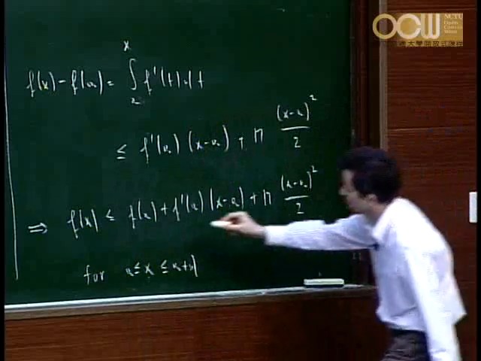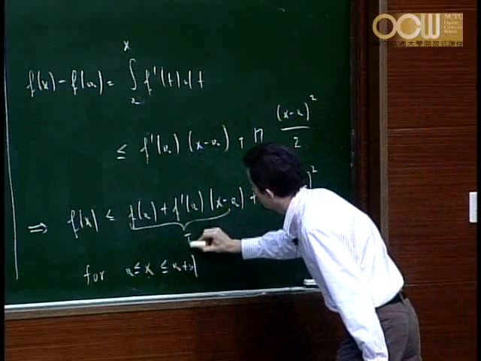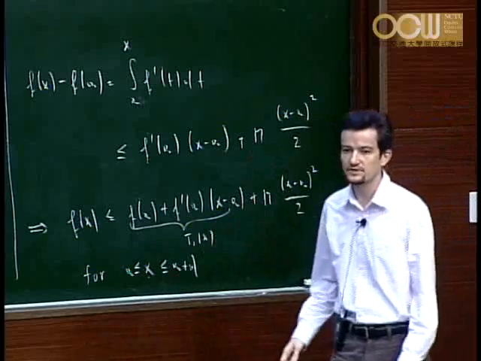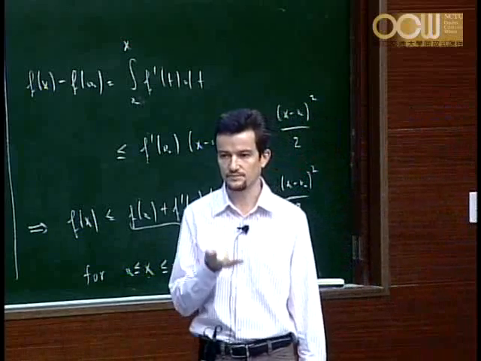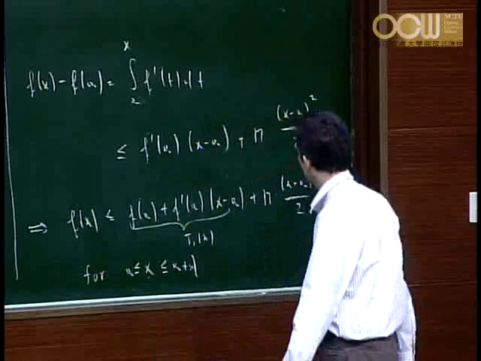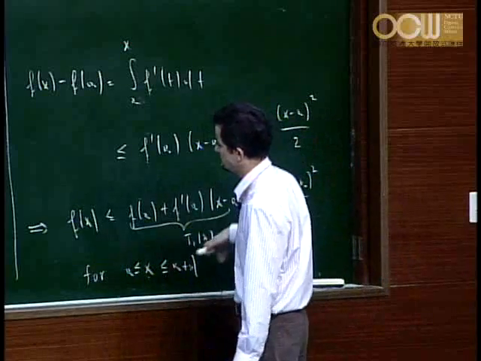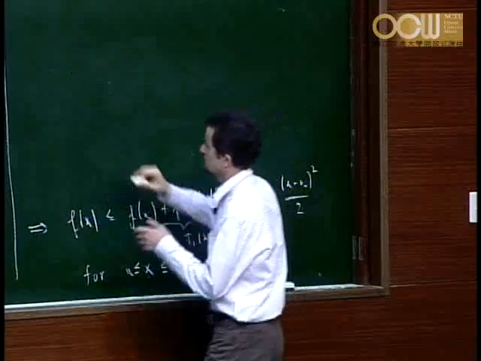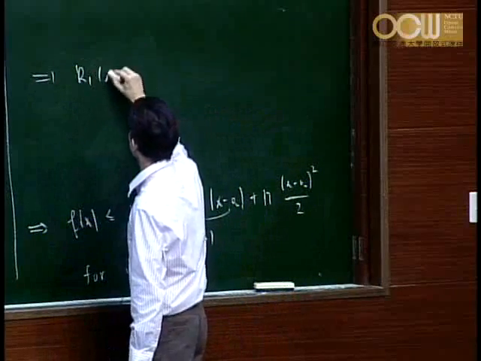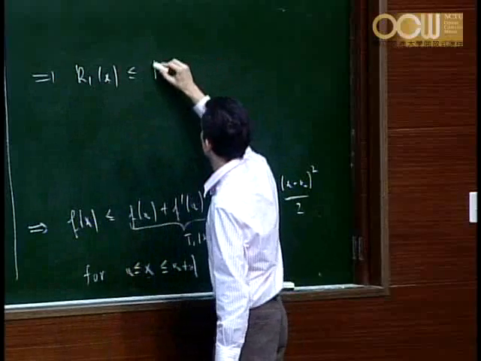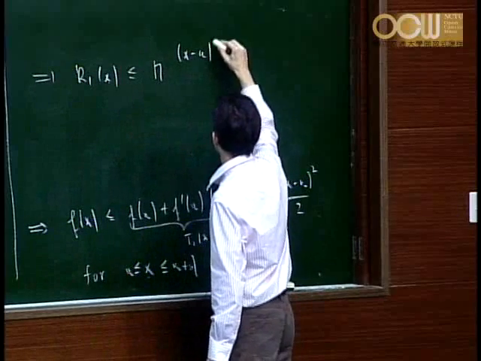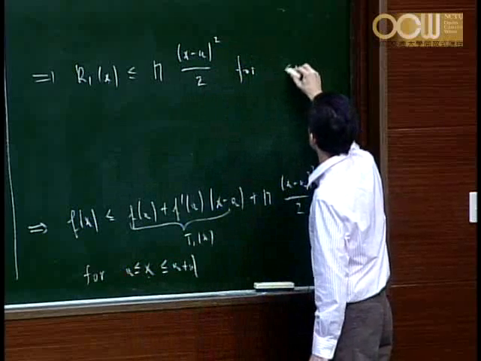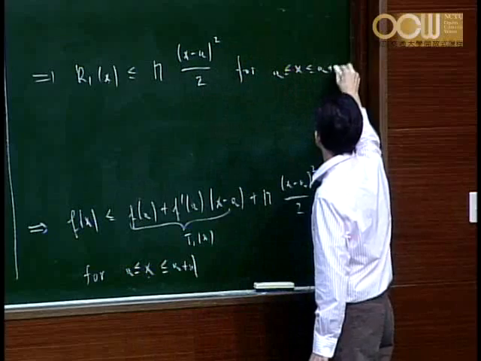Okay, and you see that what I wrote here is exactly T1 of x. You also see that T1 of x is nothing else but the tangent to the function at the point x is equal to a. So if I subtract this from this inequality, what I get here is R1 of x. You see that R1 of x is smaller or equal than m times x minus a squared over 2. And this is true for x between a and a plus d.